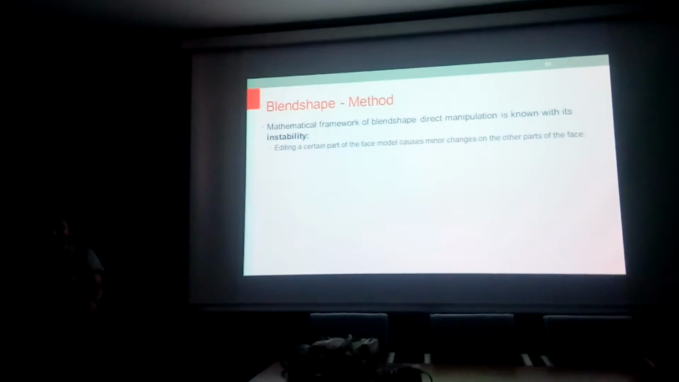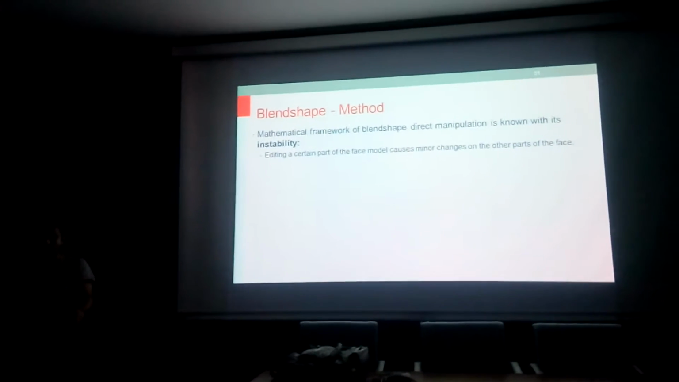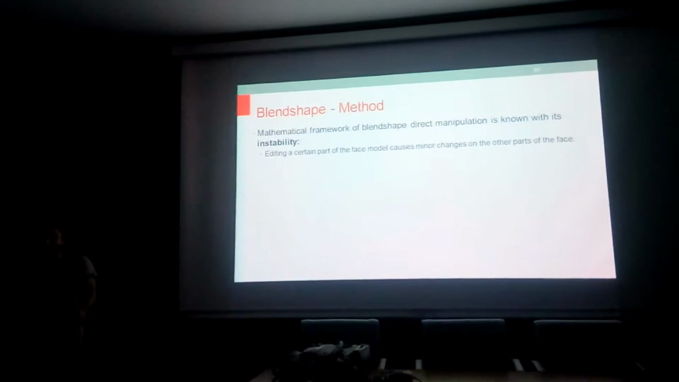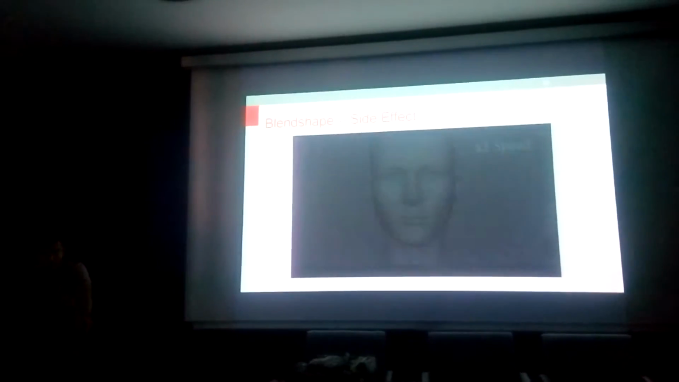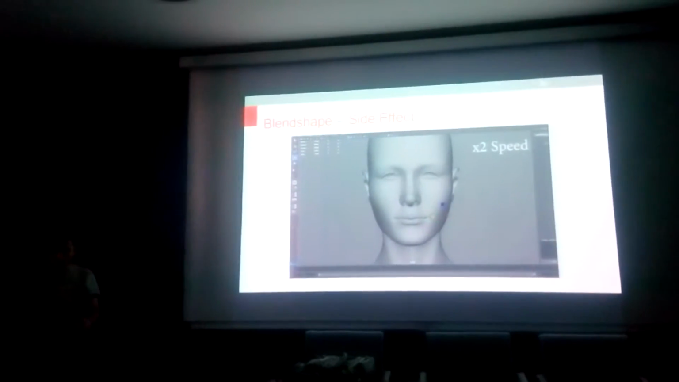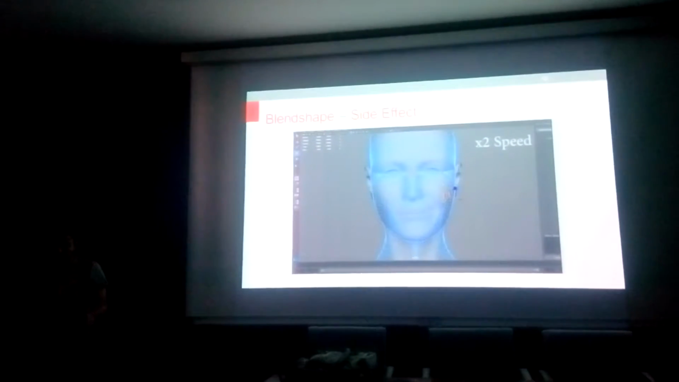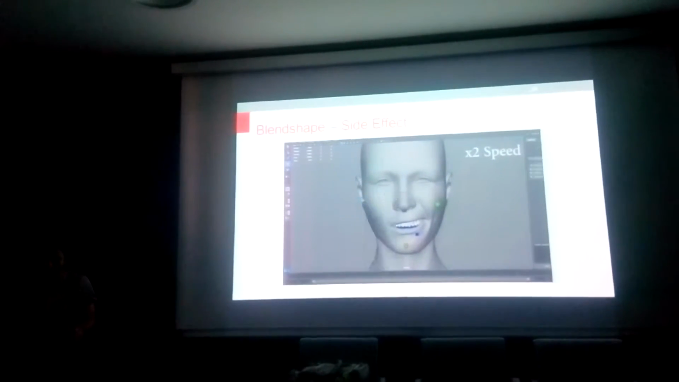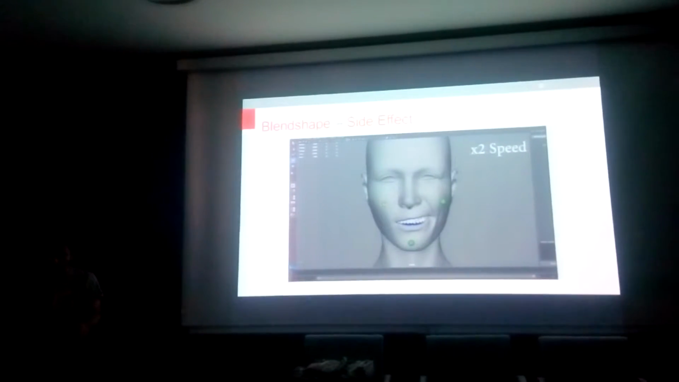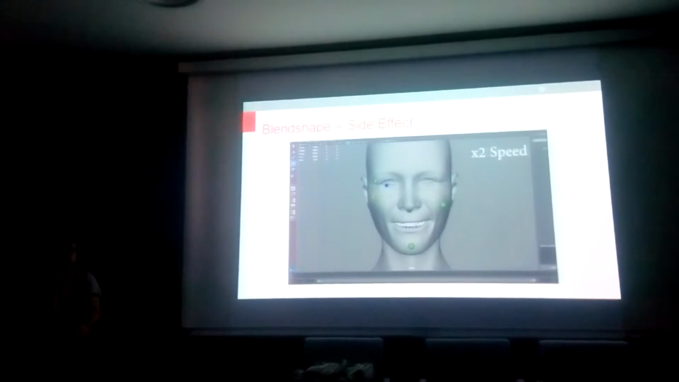However, the mathematical framework of blend shape direct manipulation is known for its instability. That means editing a certain part of the face model causes minor changes on other parts of the face. If the drag is performed with slight movements, this side effect is not that obvious. However, if artists prefer to work with gross hand gestures, the resultant pose can be unexpected. For example, it is possible to see marked movements when we try to edit eyebrows, or vice versa.